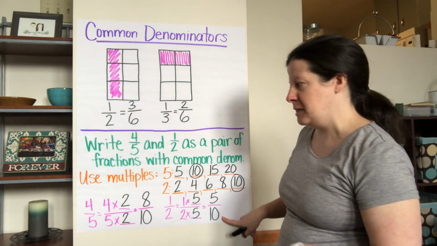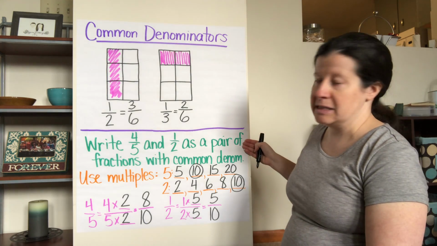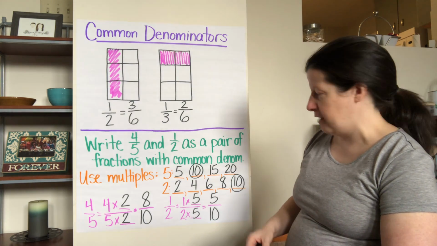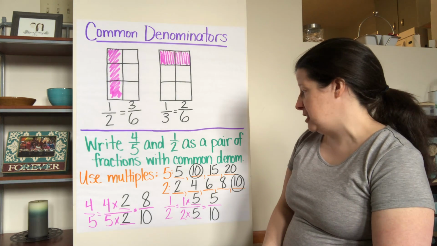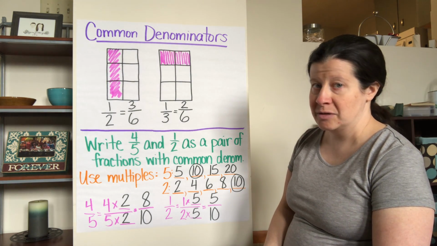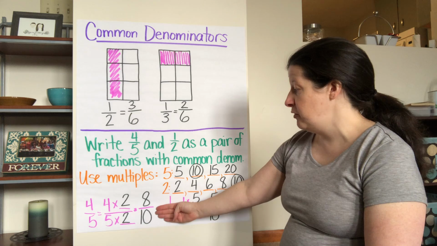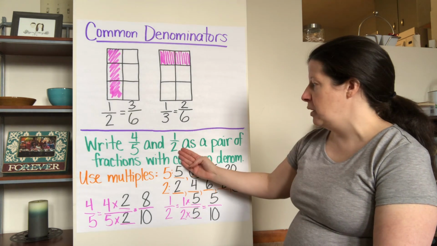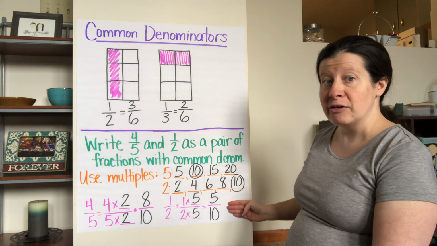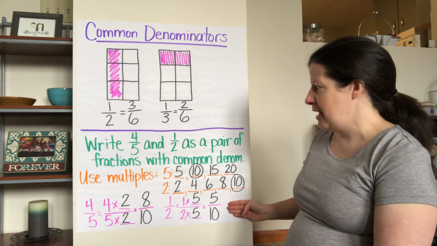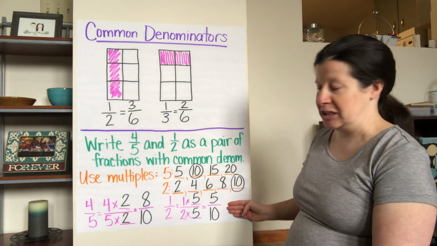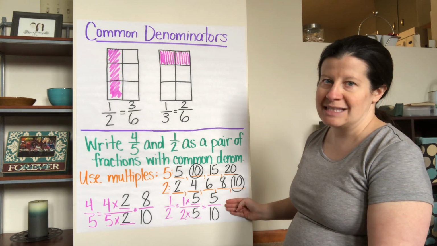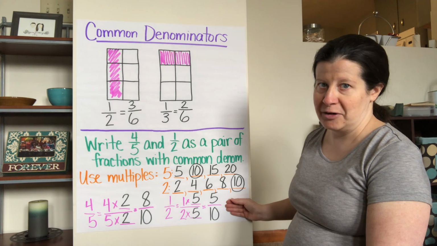Okay, but here's what we did. The question at the beginning said to write 4/5 and 1/2 as a pair of fractions with common denominators. So now 4/5 is changed into 8/10 and 1/2 is changed into 5/10. Now they're written as a pair of fractions with common denominators. 8/10 and 5/10 have the same denominator.